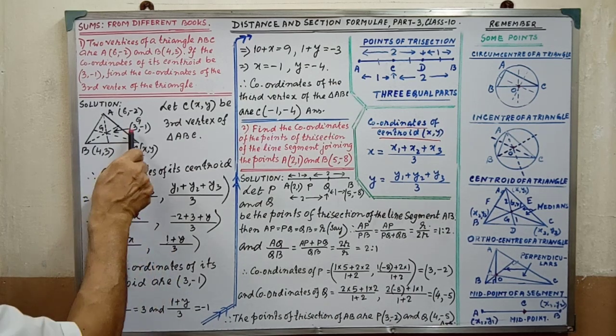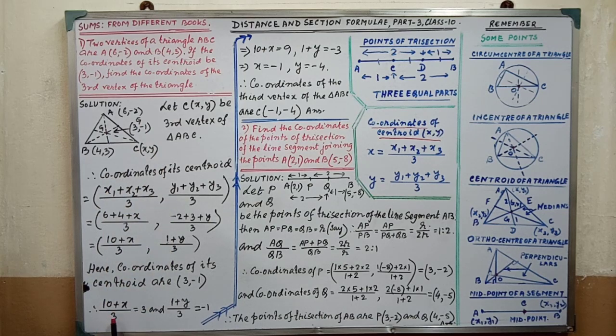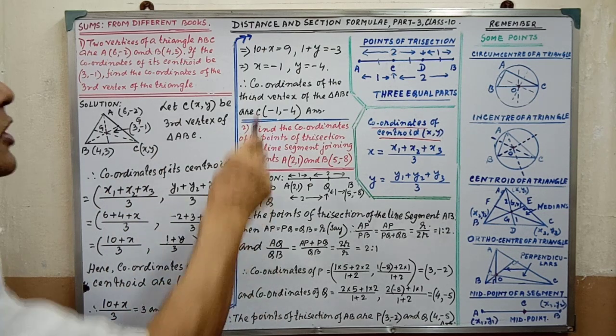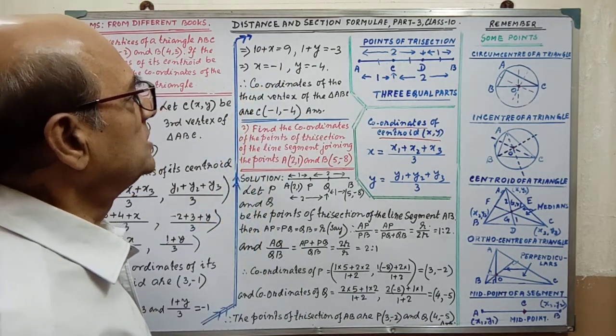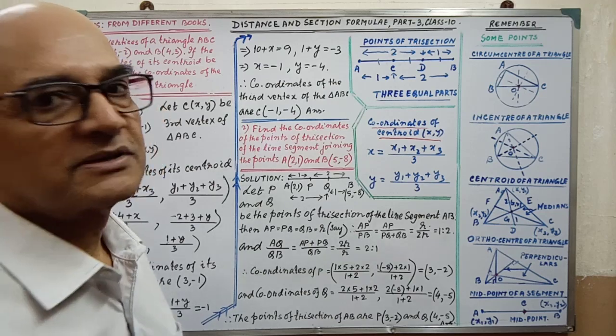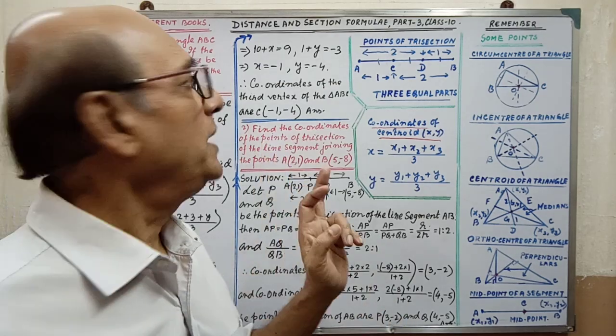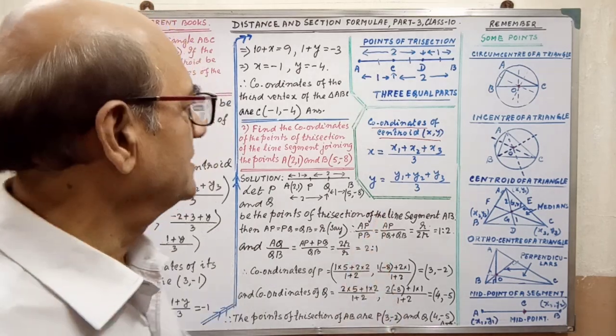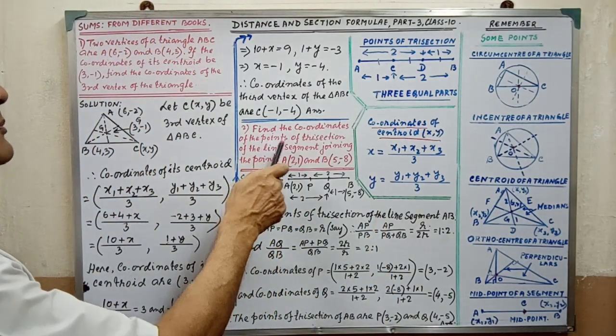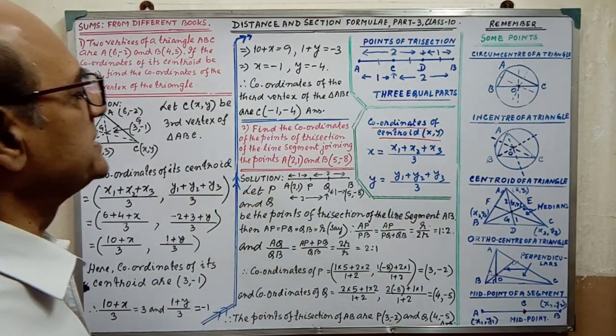The coordinates of the centroid are given, that is (3, -1). Therefore, this is equal to 3 and this is equal to minus 1. By solving, we are getting the value of x equal to minus 1 and y equal to 4. Therefore, the coordinates of the third vertex are (-1, 4). The answer is completed. Next, find the coordinates of the points of trisection of the line segment.